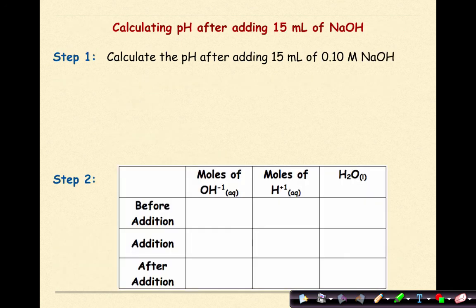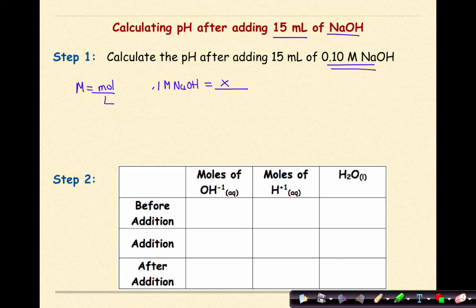Now let's calculate the pH after adding 15 milliliters of sodium hydroxide. So again, just like we did before, we need to figure out how many moles of sodium hydroxide we have to work with here. So molarity is equal to moles over liters. The original molarity that I started with at the beginning of the problem is 0.1 molar NaOH, which is really just the hydroxide ions. We are solving for moles of hydroxide.